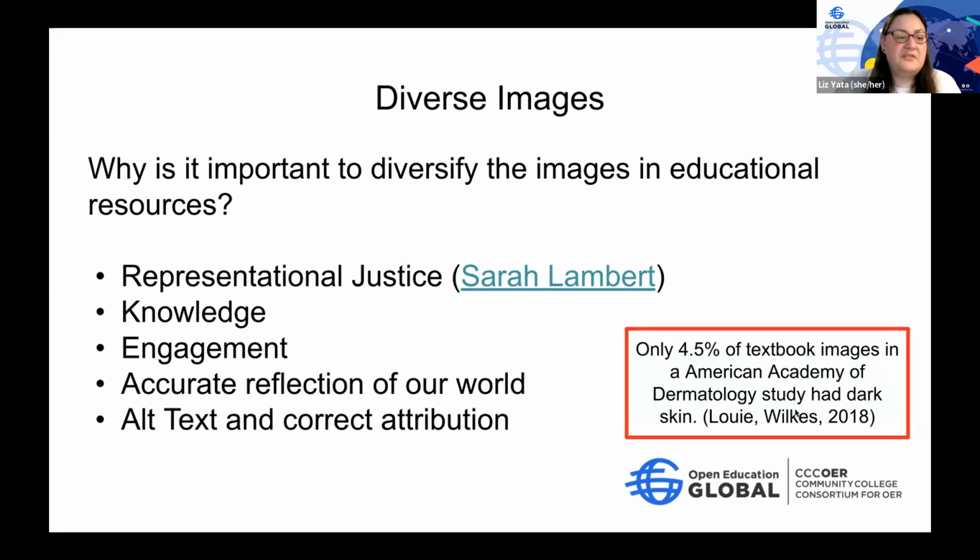OER often is said to sort of increase equity because it's a free textbook. But if you're just recreating the publisher textbooks in terms of diversity and those sorts of things, that's not necessarily an improvement. And one example of a textbook not being diverse is a dermatology, a medical textbook, where only 4.5% of textbook images were of people with dark skin. And you could see how this would have real world consequences, as doctors are not trained on what skin conditions look like on darker skin.